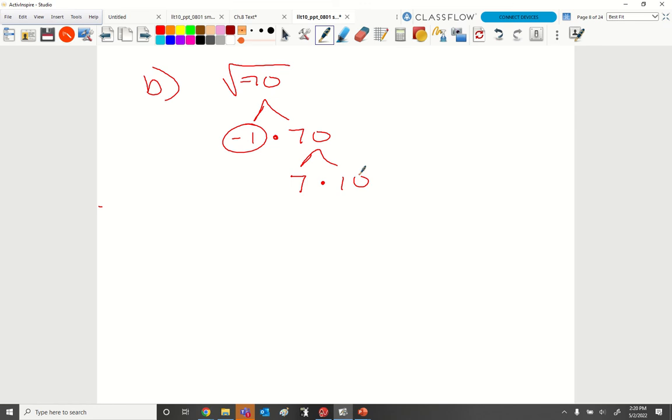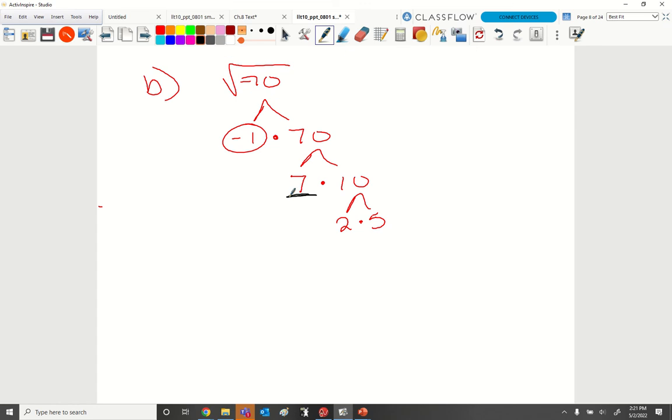And so is 7 prime? 7 is prime. I can't break that down further. Is it a perfect square? It's not a perfect square, so I'm going to leave that alone. Next one, 10. 2 and 5. 2 times 5. Now, let's look. Prime, right? I can't break it down any further.